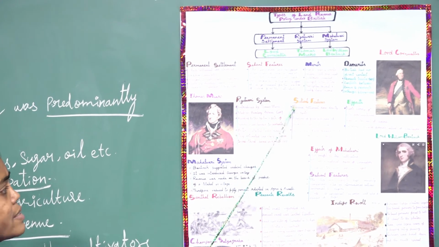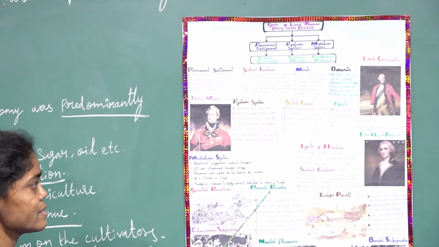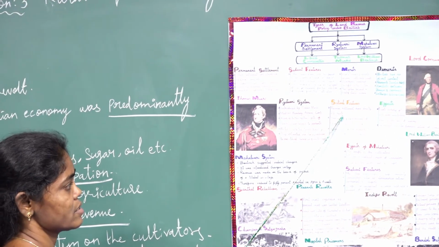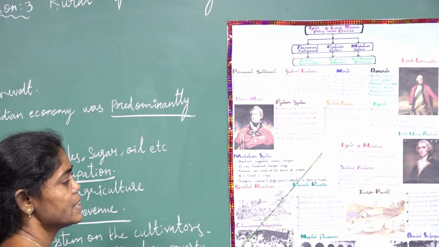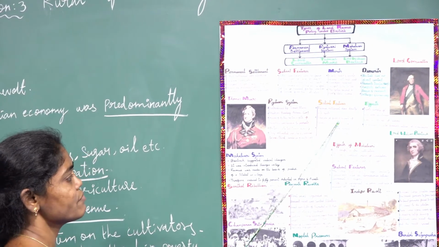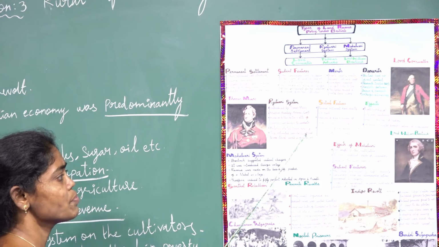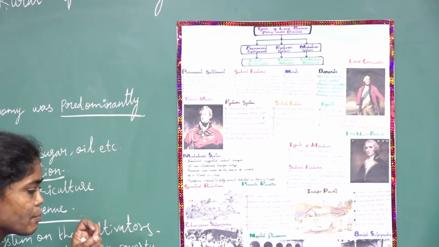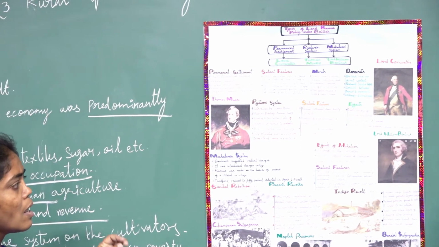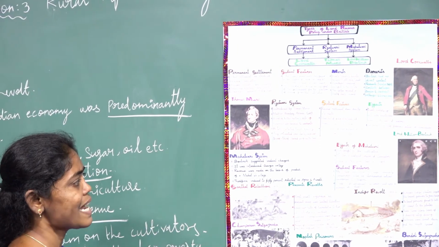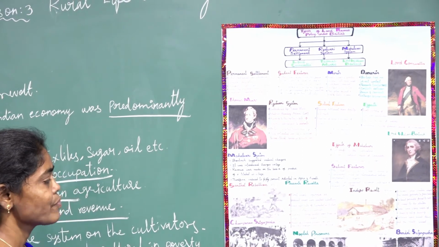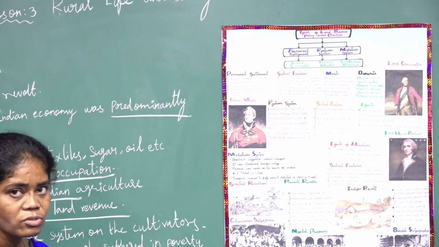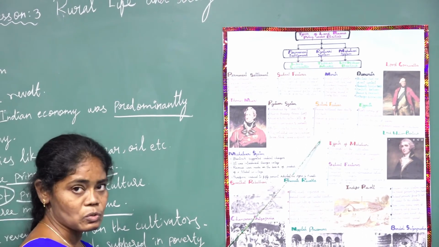Now we will see the salient features of this Ryotwari system. Revenue settlement was done directly with the ryots. Ryots means farmers. Measurement of the field and estimate of produce was calculated according to how much crop they produced. According to that, tax was calculated. Government fixed the demand at 45% to 55% of the produce.